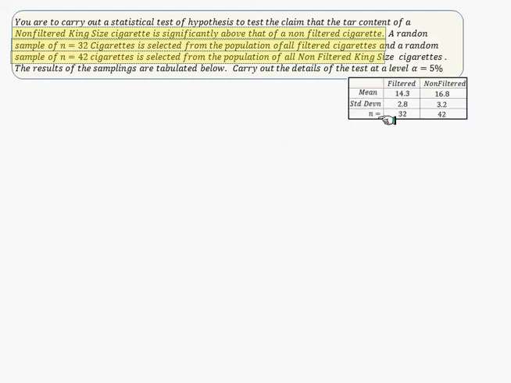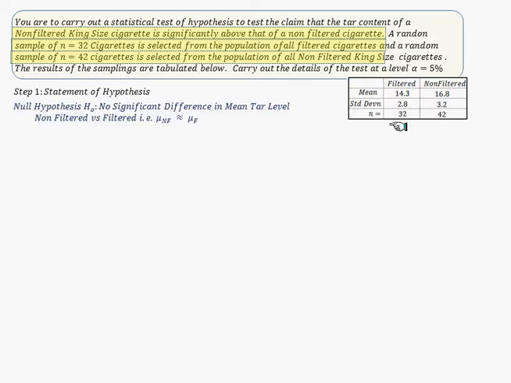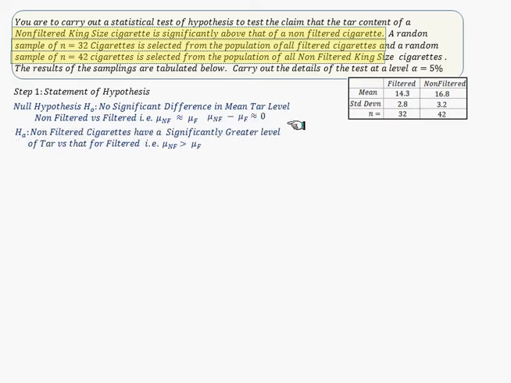Now we're going to carry out a test. We're looking at a test of non-filtered cigarettes and filtered cigarettes. We're comparing the two. We take samples of size 32 and 42, and we come up with this result. Now this is one sample, a single sample. The statement of the hypotheses: the null says there's no significant difference between the two means, which means the difference is around 0. HA: the non-filtered cigarettes have a significantly greater level of tar, or the difference is greater than 0.